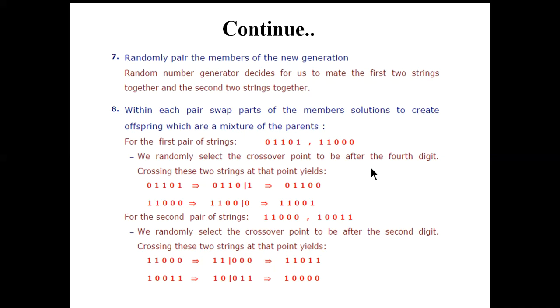For the first pair of strings, or first pair of solutions, we apply 1 point crossover. So 0 is coming to this point and 1 is coming to this point, so ultimately the solution will be 0100 and 11001. Suppose for the second pair of strings we can apply the crossover point after the second digit.